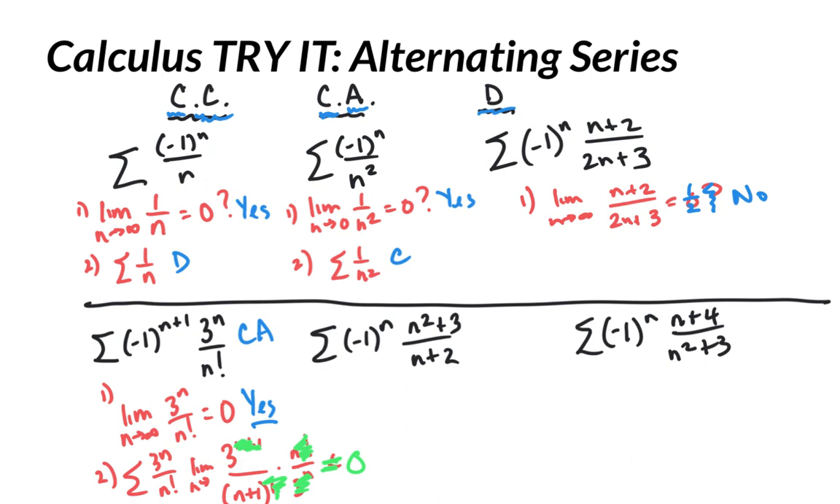Let's move on to the next one. Let's take the limit as n goes to infinity. You'll notice this limit is infinite. Higher powered things on the top. So this diverges. We don't even need to proceed.